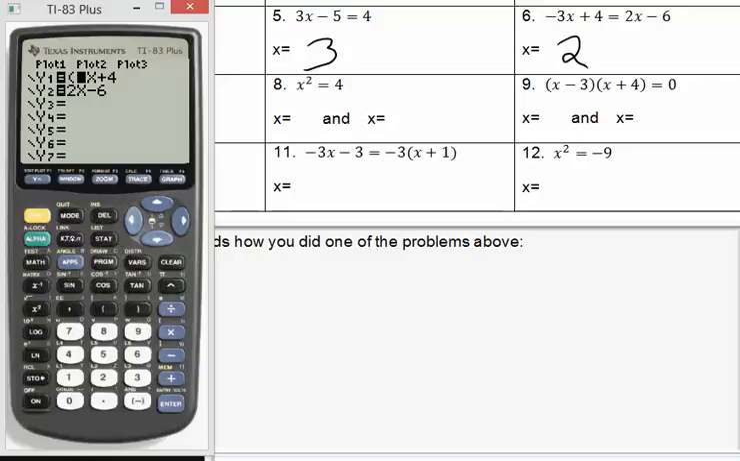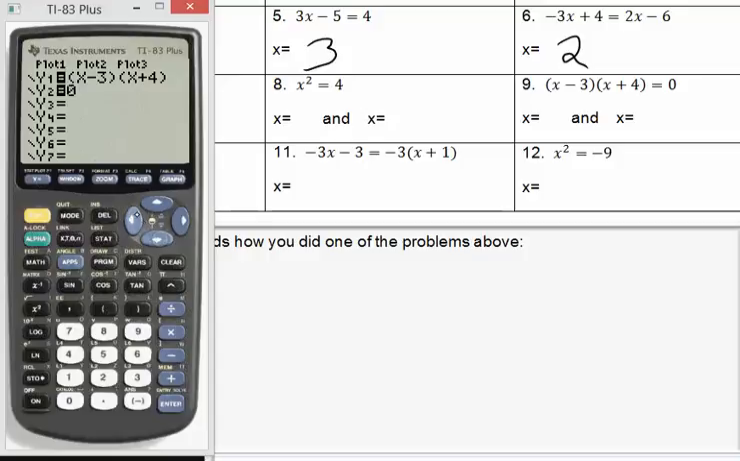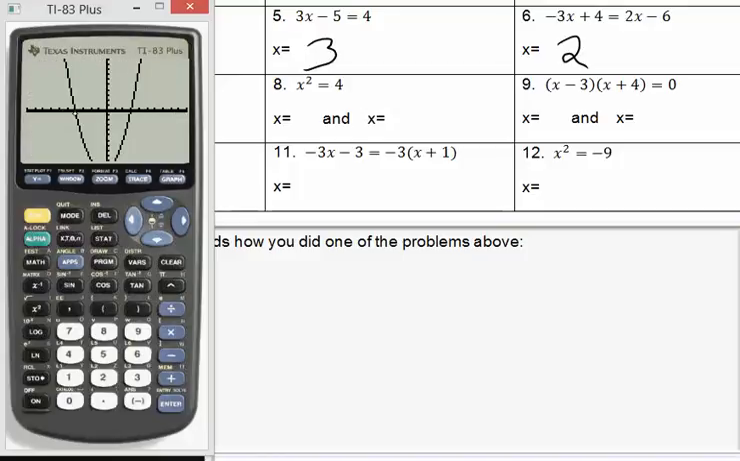Parentheses, x minus 3, close the parentheses, parentheses, x plus 4, and then that equals 0. Take a look at your graph. You can't see the 0 one. It's right here. If I go here and make this bold, you can see it better. See, so that's where it goes.